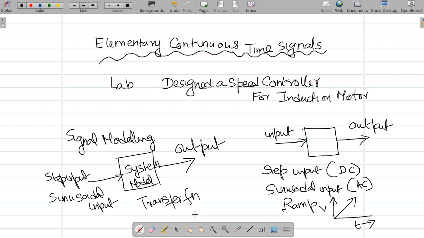Now this makes us understand the importance of studying elementary continuous time signals. The mathematical form of these signals is what we are going to study in this lecture. So let us now take up each of these signals and try to develop a signal model.